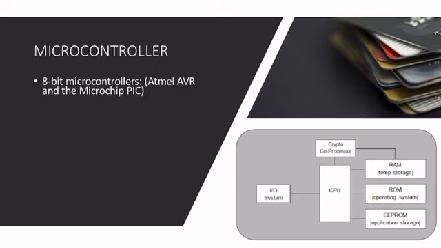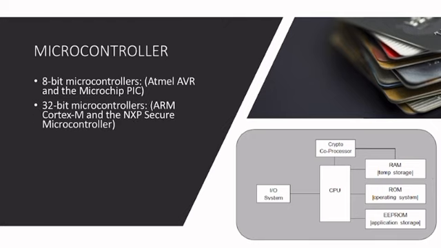وتاني نوع هو ال 32-bit microcontrollers. These microcontrollers have more processing power than the previous ones, and they are used in more advanced smart cards, such as those used to secure identification and payment applications. وده زي ال ARM Cortex-M and the NXP Secure Microcontroller.